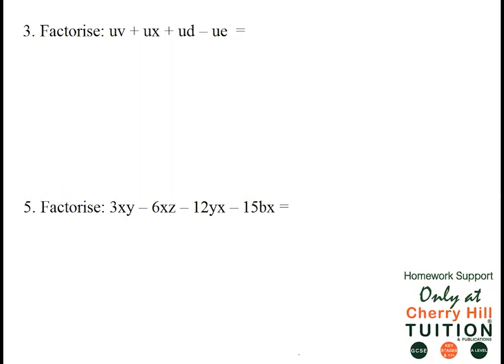Okay, so question 3. We have uv plus ux plus ud minus ue, and we need to factorize this. When factorizing, it is really important that we look at what is common in each term and then take that out. As you can see, u is common in each term. So this is quite easy to factorize. We can take the u out.